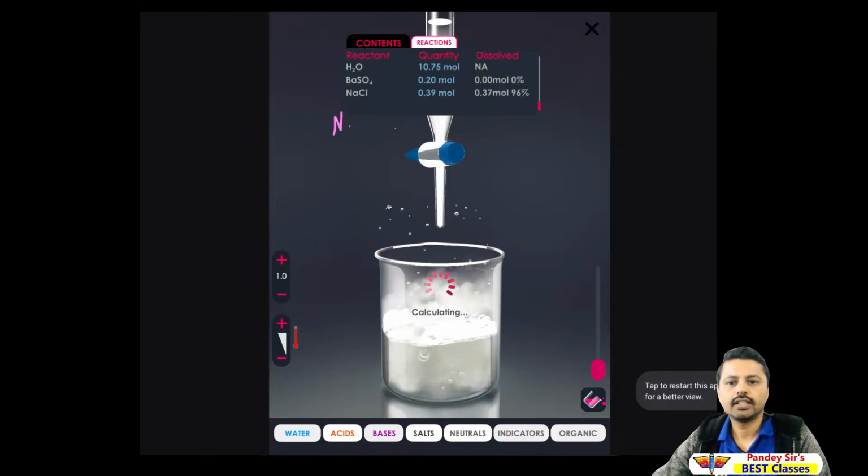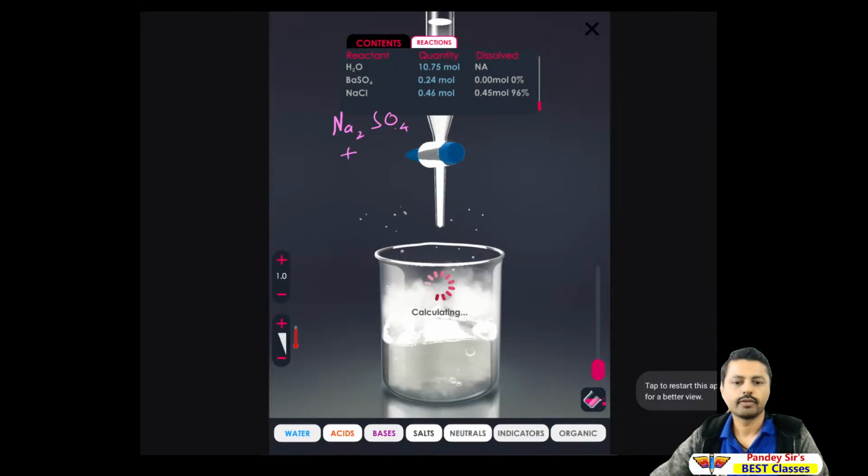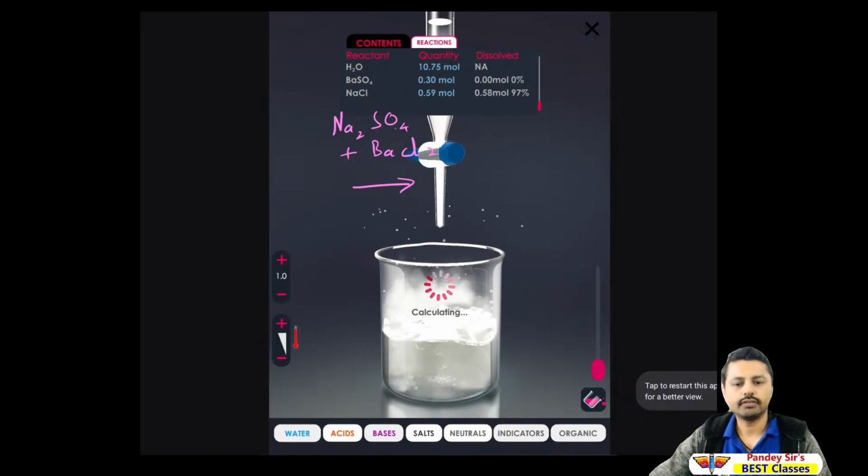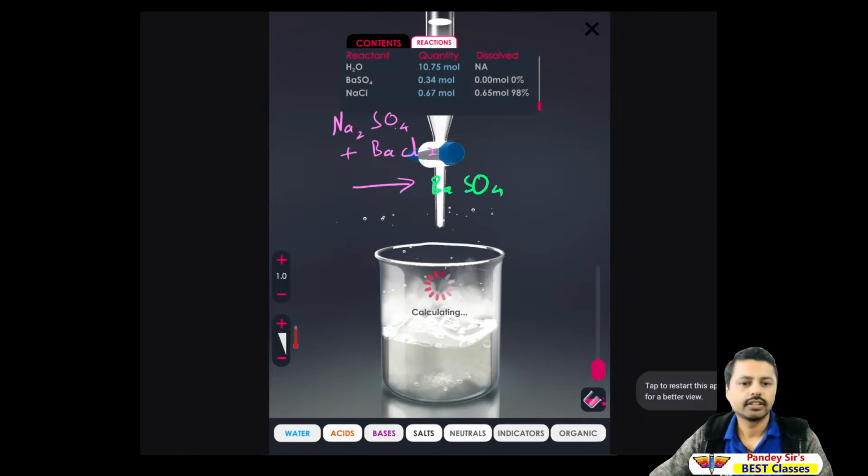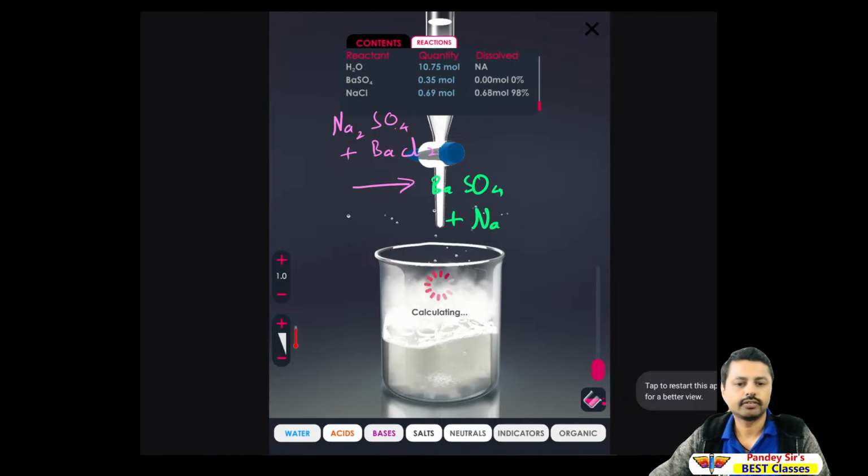So Na2SO4 plus BaCl2, and it will give you, like here we make an arrow pointing down, BaSO4, barium sulfate, plus salt, that's NaCl.